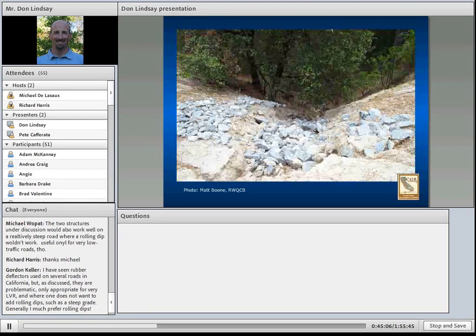This is a similar condition at this dip. Also note that the rock was placed only on the fill slope and does not extend across the travelway of the road surface. As a result, runoff was able to flow beneath the rock armor, causing a gully to form. In dealing with erosive soils such as this, it is a good practice to rock the entire bottom of the dip.